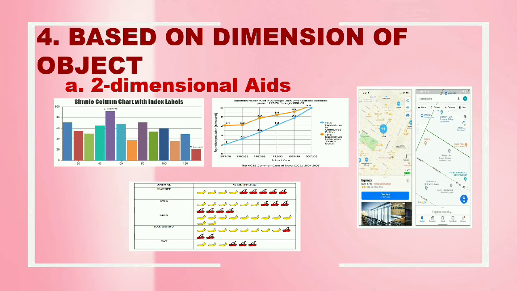Next, based on dimension of object. This includes two-dimensional aids and three-dimensional aids. Two-dimensional aids are paper-based, opaque materials that are commonly found in the classrooms. These kinds of materials do not need any special equipment for their use. So here are some common examples of two-dimensional aids. Charts, graphs, pictograph, maps.